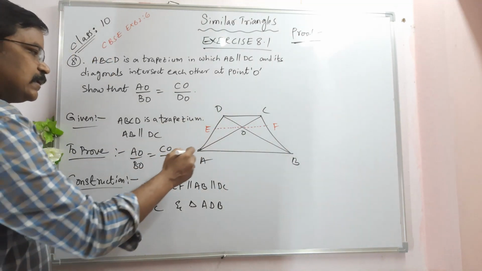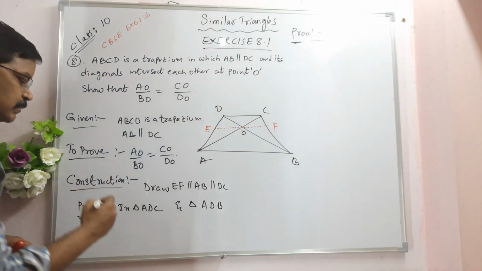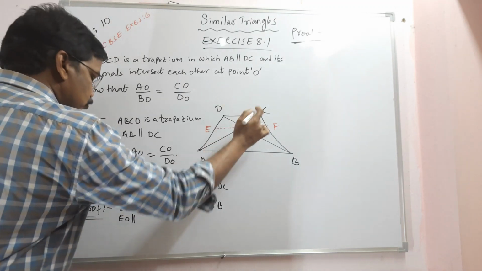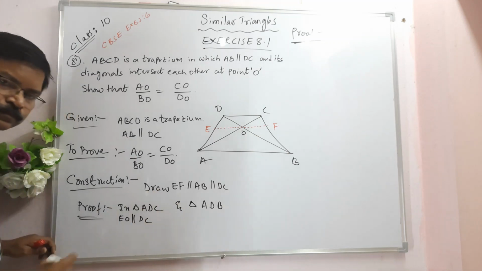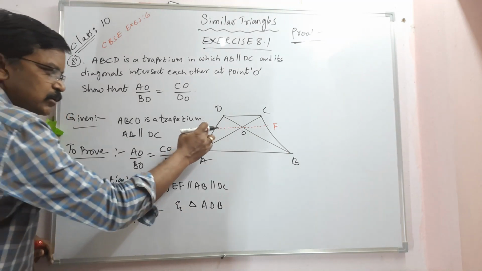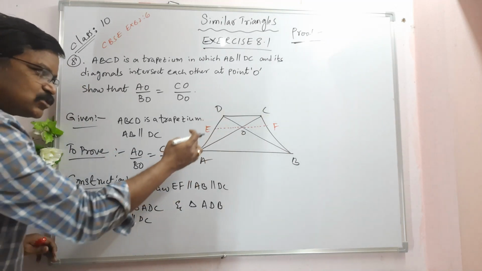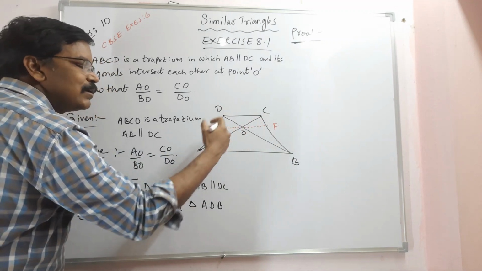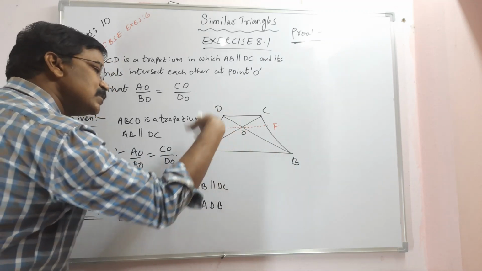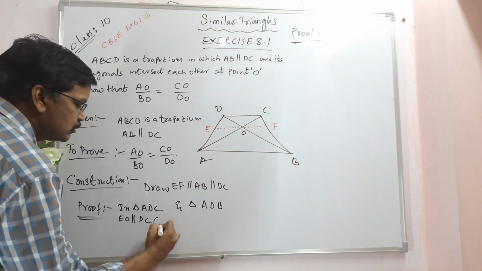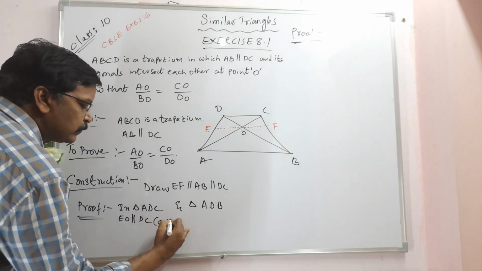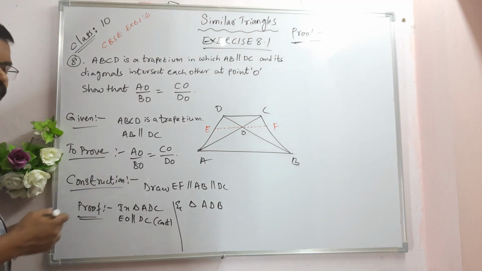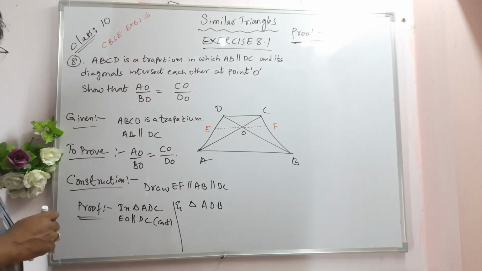In the triangle ADC, EO is parallel to DC. Get my point? Actually, EF is parallel to DC, but EO is a part of EF. Therefore, this EO is also parallel to DC. So, this is construction. EO is parallel to DC, right? Then we can apply the basic proportionality theorem now, students.